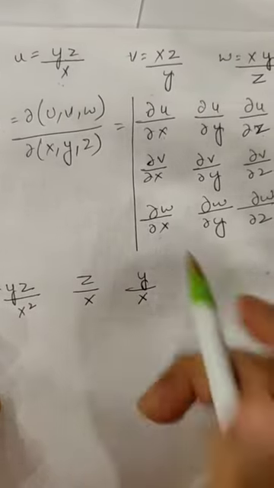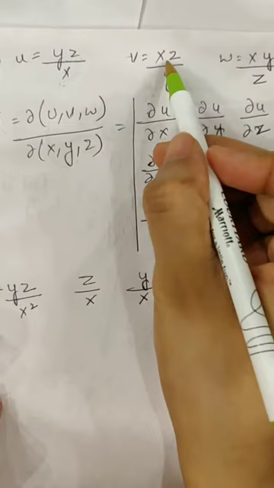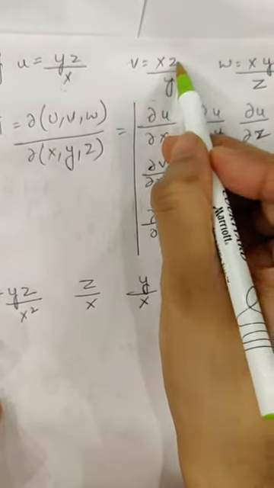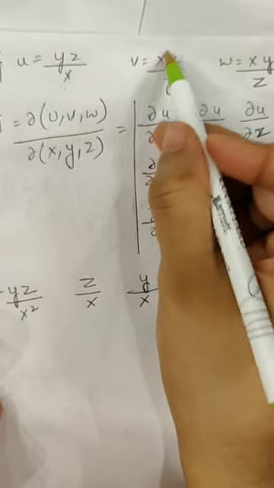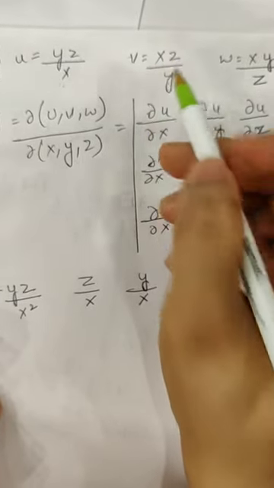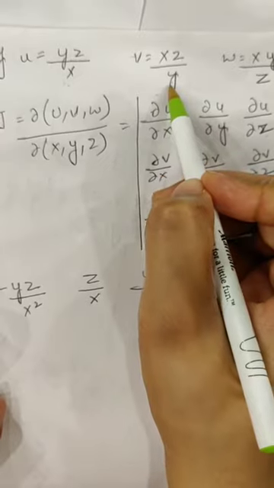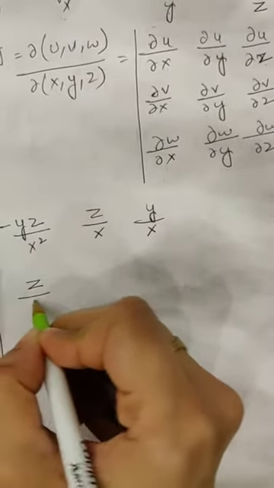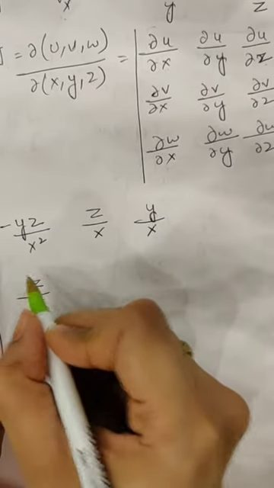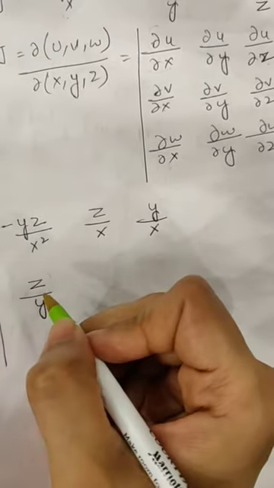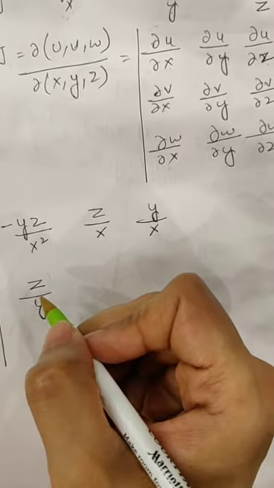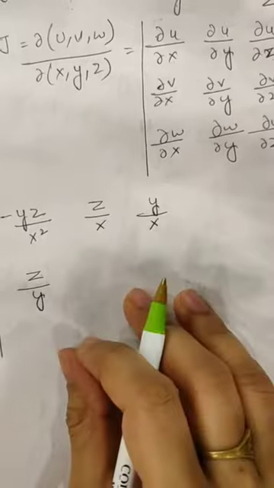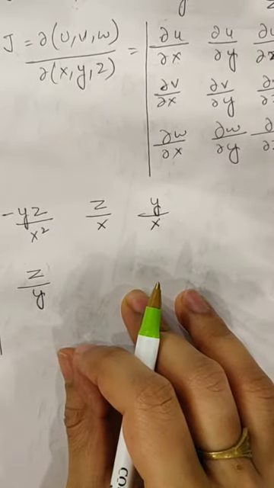Similarly, if you differentiate v with respect to x, z by y would be constant, and differentiation of x would be 1. So this would be z by y. I am pronouncing it z and zed alternatively, it's just my way of pronouncing this word. You can call it either way, it doesn't matter.